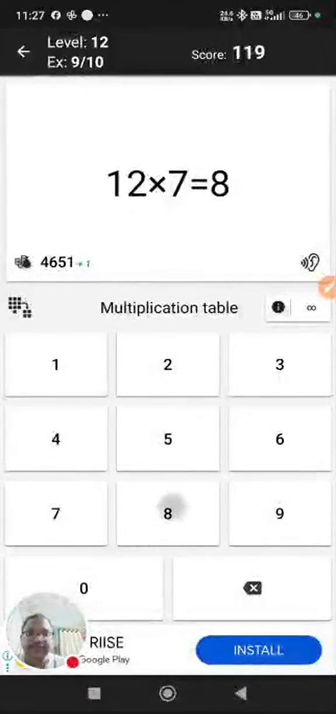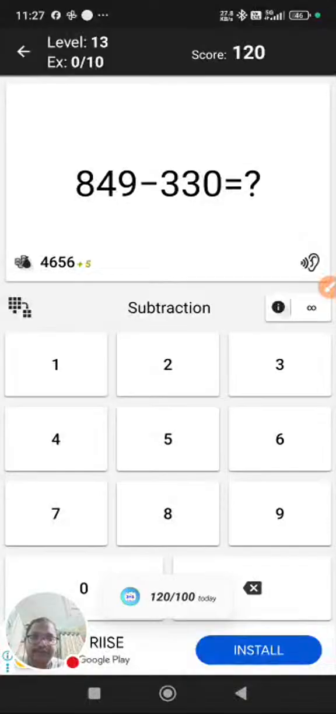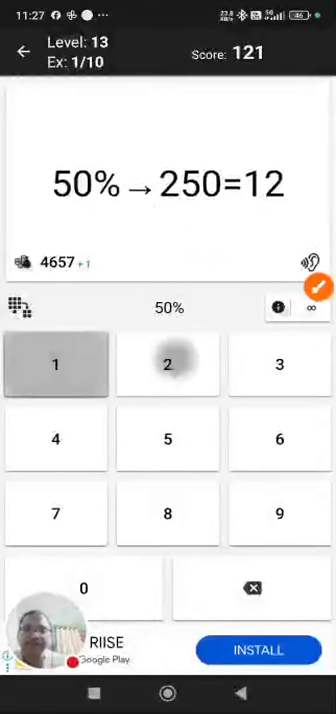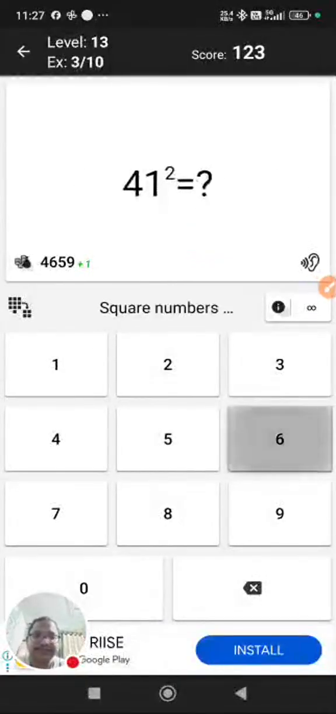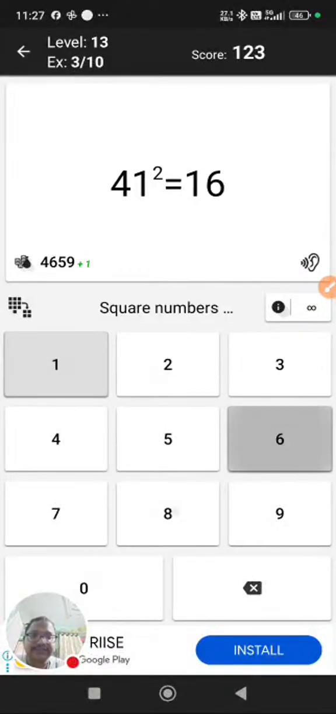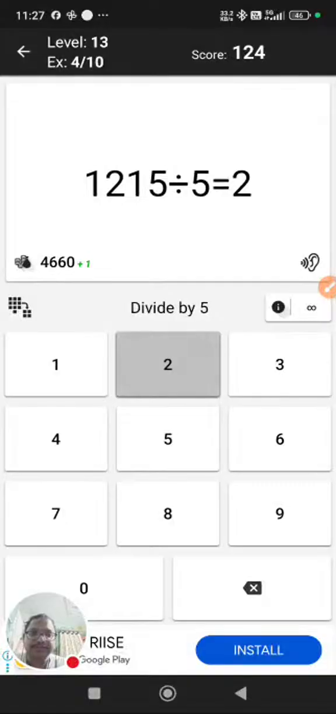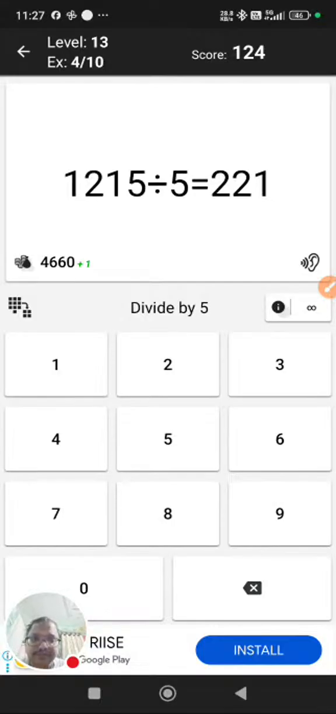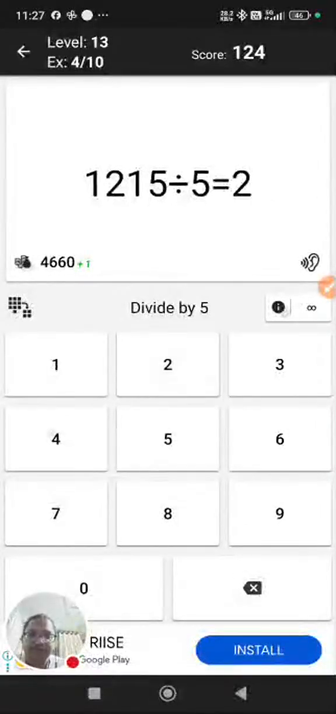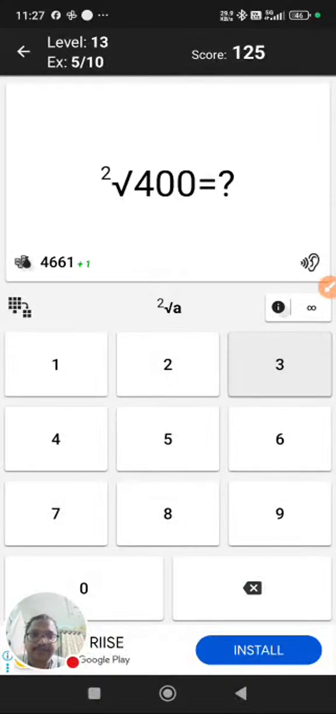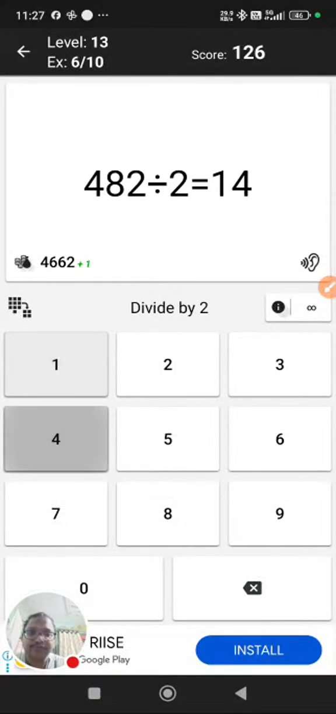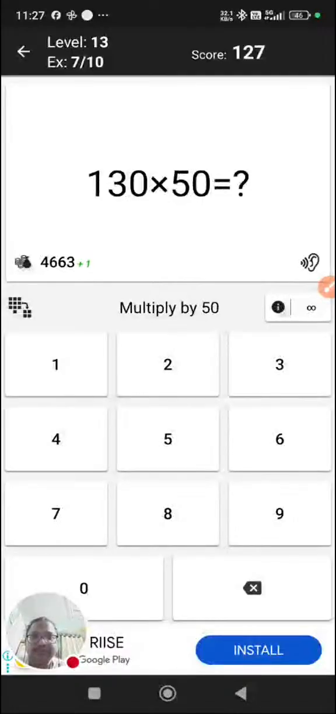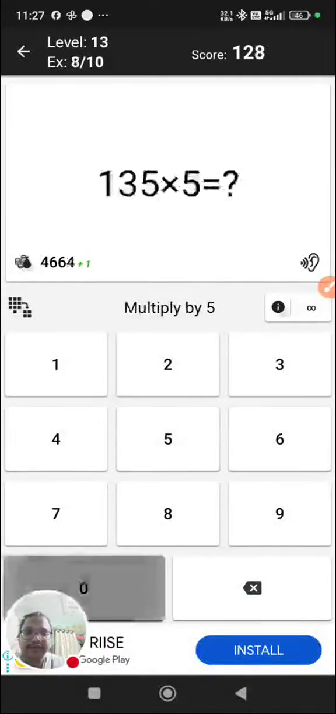Next one, 12 7 times 84. Here we see 519. 50% means divided by 2, which will be 125. Next, here we see 41 square, 1681. 5 2 times 10 and 1. 5 2 times 10, 21 means 4 times, 3 times. This will be 20. 241 times. So 13 5 times will be 65 and 00.